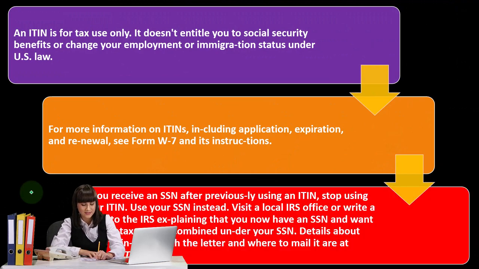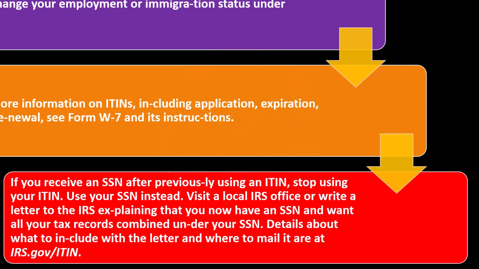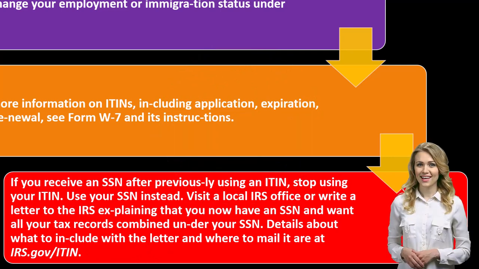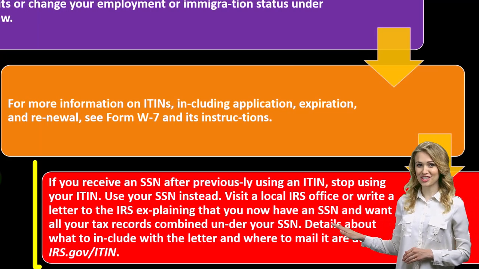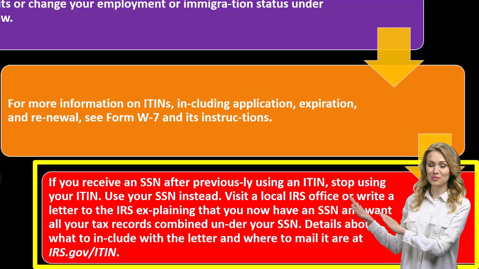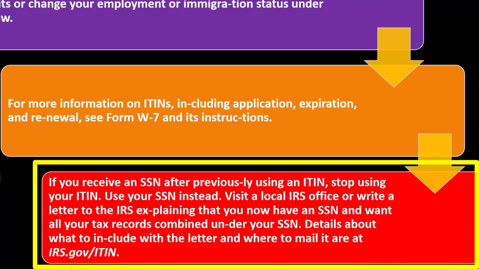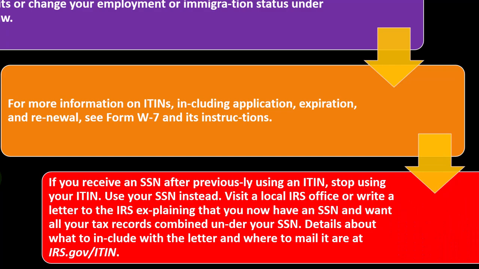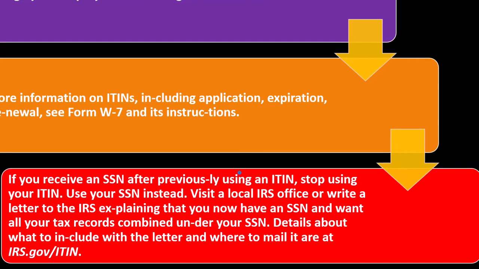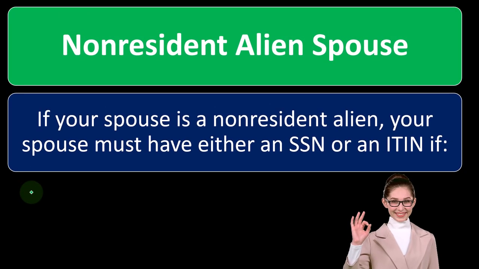W-7 and its instructions. If you receive an SSN, that's a Social Security number, after previously using an ITIN, stop using the ITIN. Use your SSN instead. Visit a local IRS office or write a letter to the IRS explaining that you now have an SSN and want all your tax records combined under your SSN. That's the Social Security number. Details about what to include with the letter and where to mail it are at irs.gov/ITIN. That's the place to go.